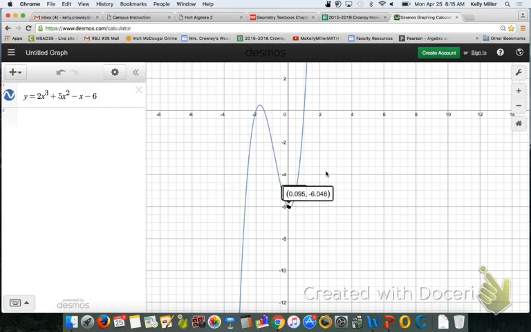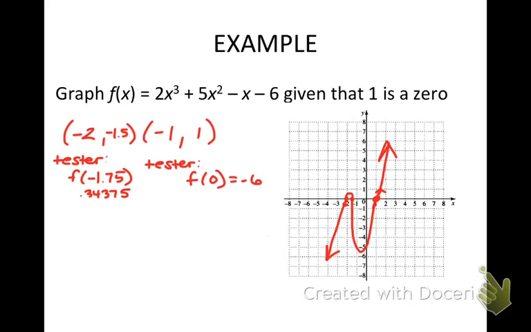All right. So given a 0, use your synthetic division to come up with it in factored form, just like we did. And then figure out your left and your right behavior. What's happening on the left, what's happening on the right. And then pick your tester points in between and figure out where you're going to go.